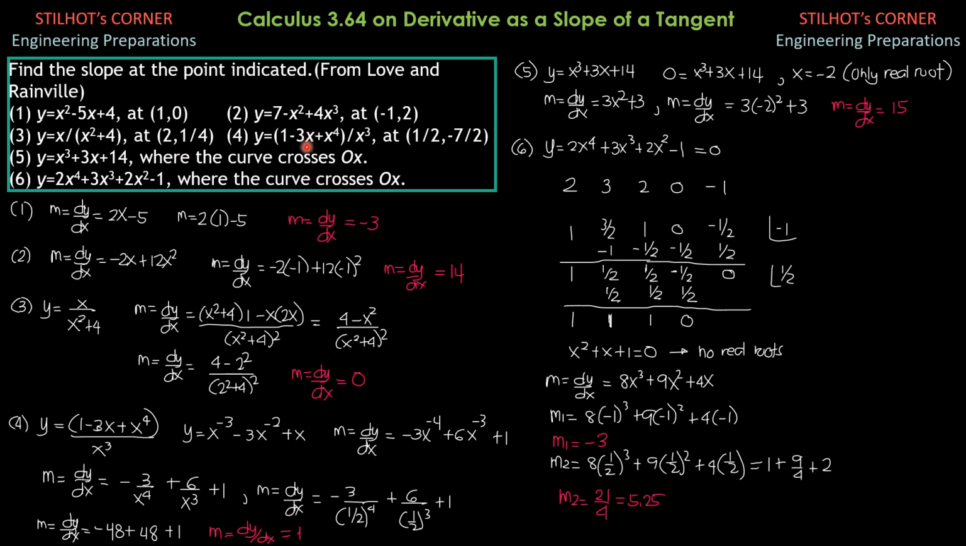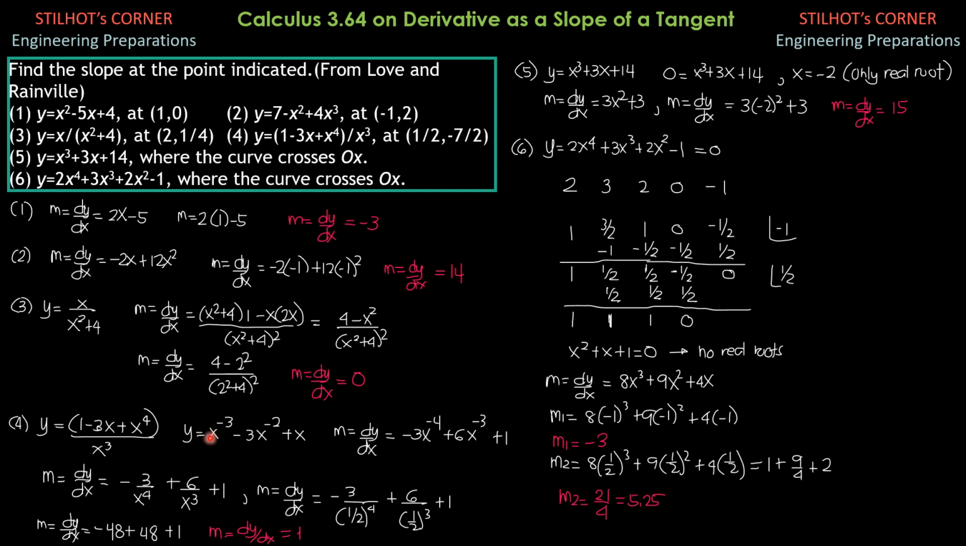Number 4, again we have a fraction here: y equals 1 minus 3x plus x to the 4th over x cubed. So that we can evaluate the derivative conveniently, we have to perform the division first. So 1 minus 3x plus x to the 4th over x cubed. 1 over x cubed is x to the negative 3. Negative 3x over x cubed is negative 3x to the negative 2. And x to the 4th over x cubed is x.